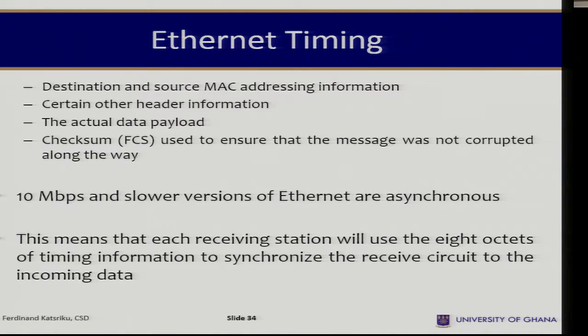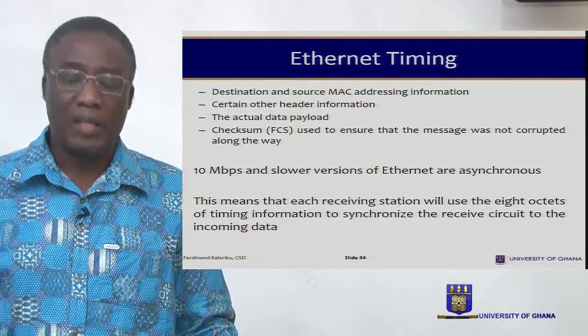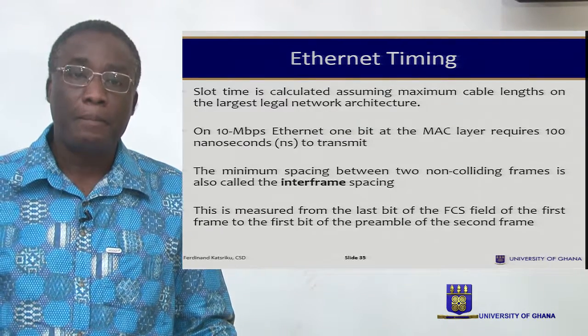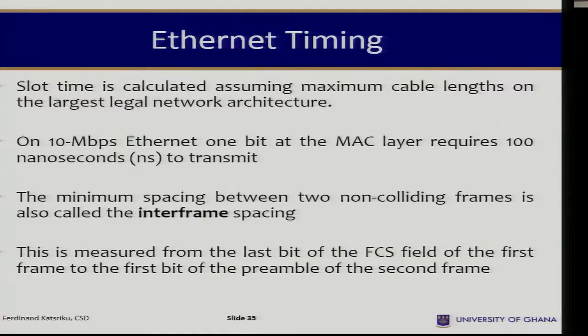10 megabit and slower versions of Ethernet are asynchronous. This means that each receiving station will use 8 octets of timing information to synchronize the receive circuit to the incoming data. Slot time is calculated assuming maximum cable lengths on the largest legal network architecture. On 10 megabits per second Ethernet, 1 bit at the MAC layer requires 100 nanoseconds to transmit.